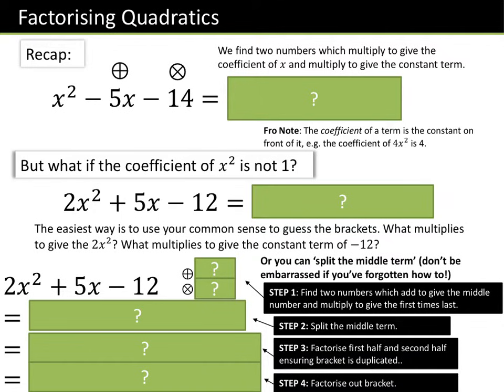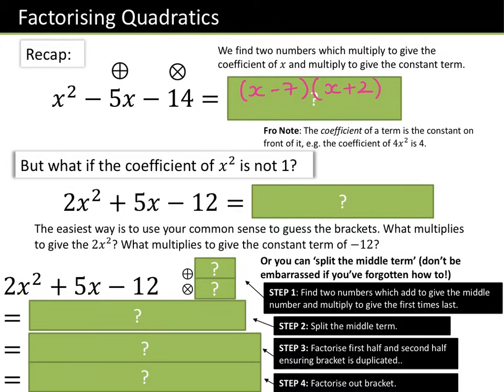So a quick recap of factorising quadratics when the coefficient is 1. So the coefficient of x squared, so this is x squared. The coefficient means the number in front of it. We only have 1x squared, so we don't write 1x squared, but this means we have 1. So quick recap, needs to multiply to give you minus 14, add to give you minus 5. So straight away, I have x minus 7 and x plus 2.